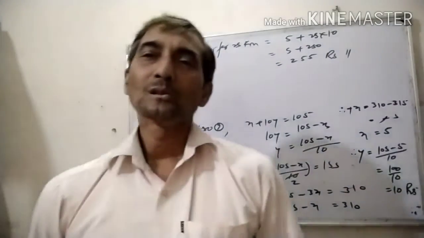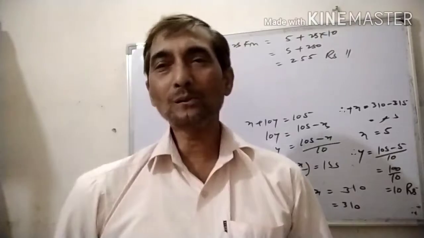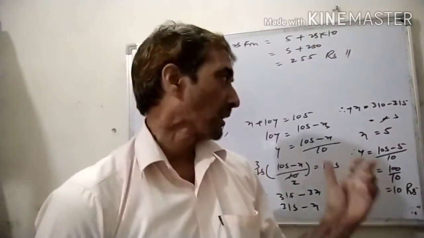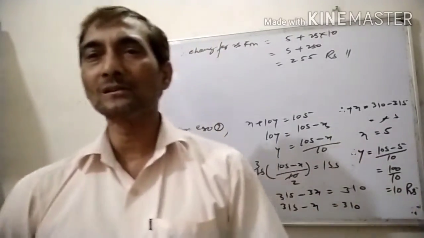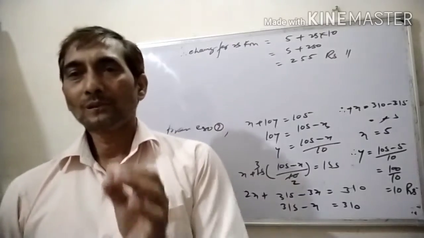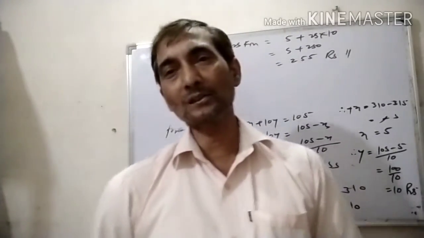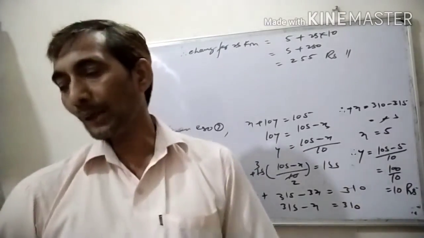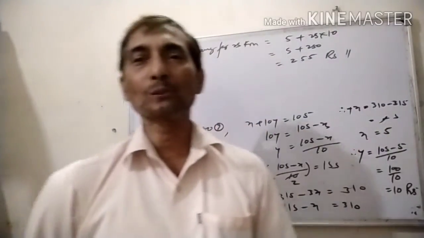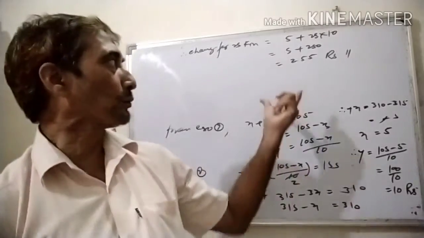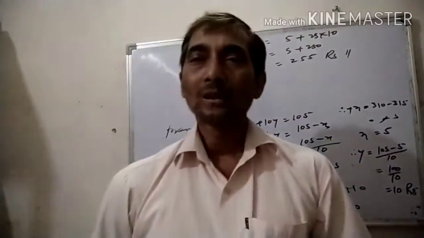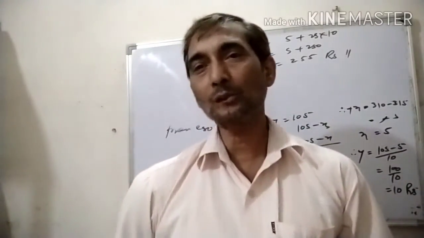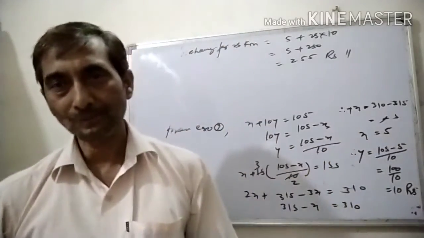So easily you are able to understand the approach to this question. First, consider the fixed charge equal to x. Second, charge per km equal to y. And after that, according to the conditions of the question, make two equations and solve by the substitution method to get the answer.